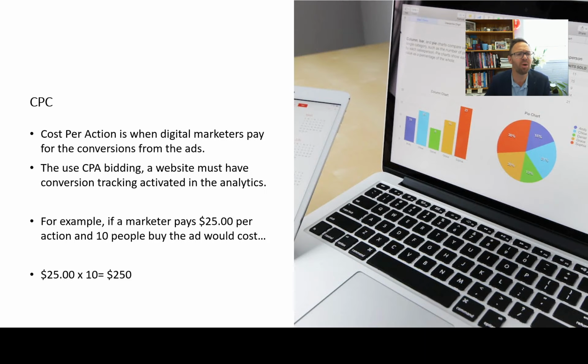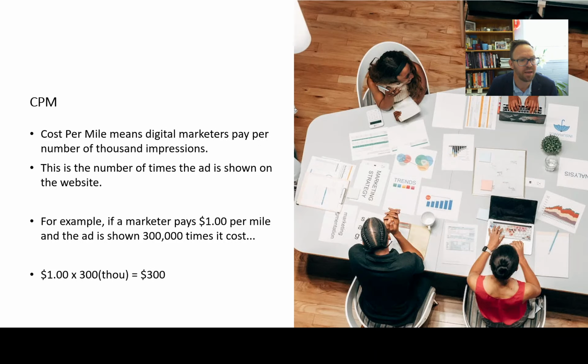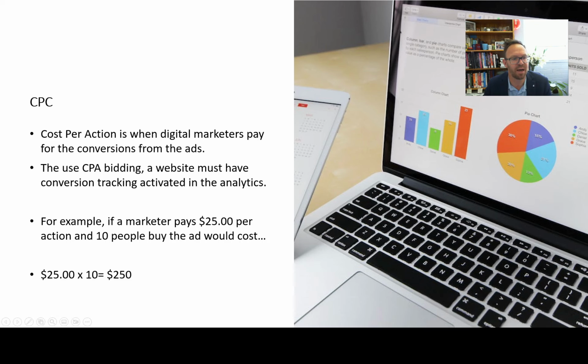All right, cost per action. Oh, hang on, I've got a typo in there. I've got CPC, so that should be CPA. Cost per action is when the digital marketers pay for the conversions from the ads. To use CPA bidding, the website must have conversion activated in the analytics, which we had a quick look at. That was the actual display ad ones. We've seen the analytics software in the past as well, so we know what that is. And the reason for that is because with cost per action, the action will be the conversion, so when somebody actually buys something. So for the pricing to work, Google's going to have to know when a purchase has actually been made.